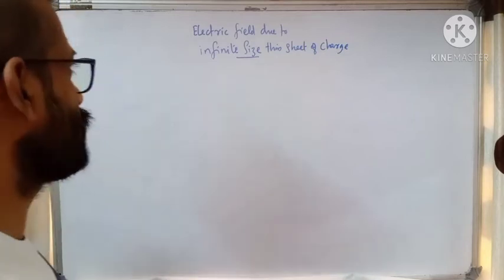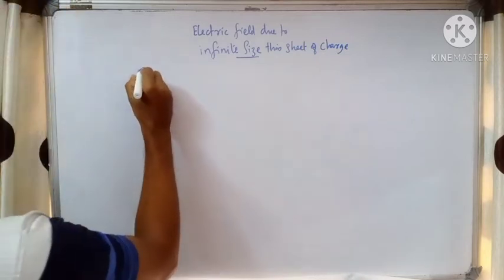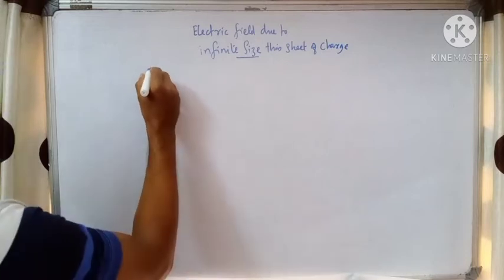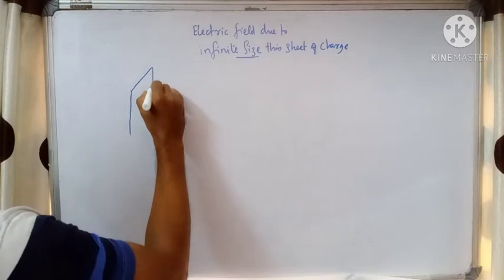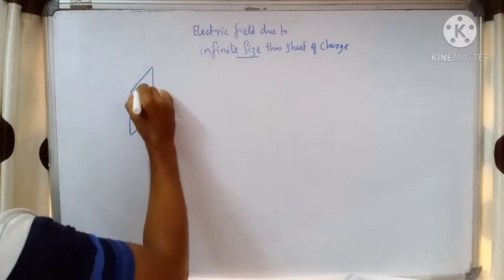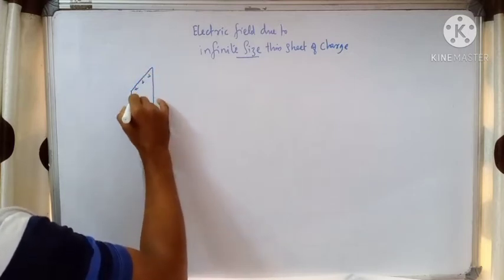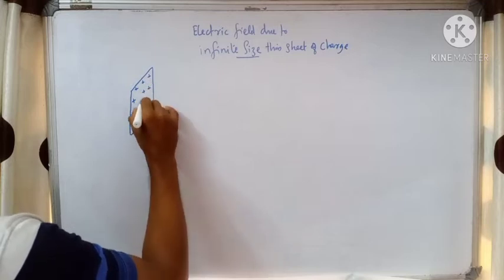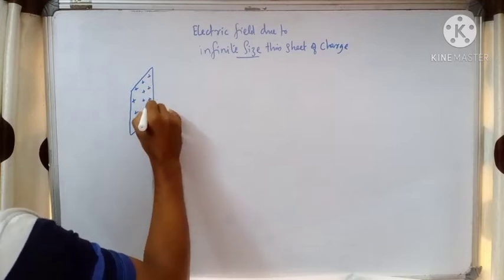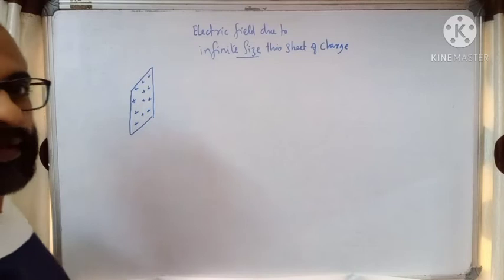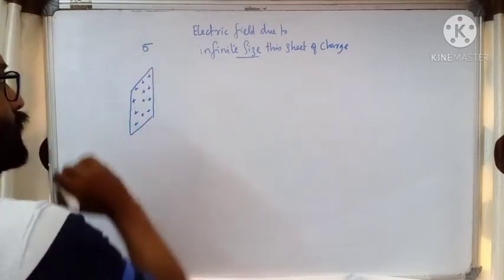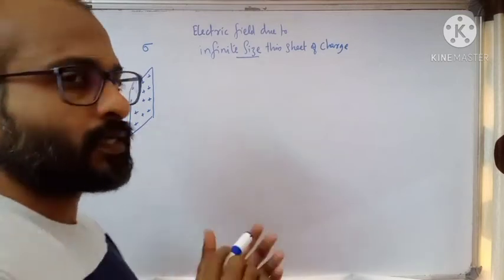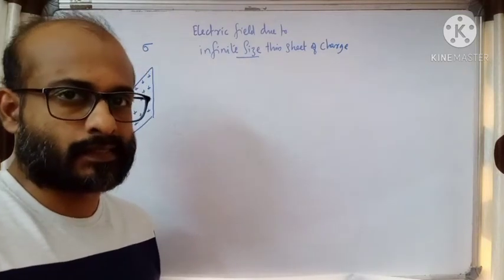Okay, so we have a thin sheet of charge of infinite size. See, this is a thin sheet of charge. It is having infinite size. The sheet is containing a large number of positive charges. And since it is of infinite size, we don't know the total charge, but we know the charge density. Sigma is called charge density. What is charge density? Charge per surface area is called charge density.